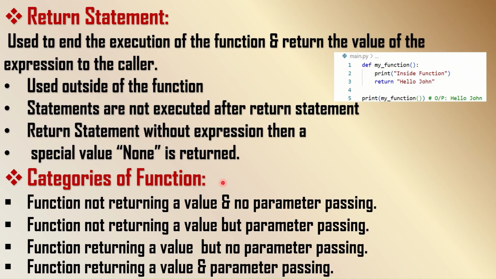Now let's see the categories or the types that we have for a function. We have mainly 4 types of categories when it comes to functions. The first category is a function not returning a value along with no parameter passing. The second one is a function not returning a value but with parameter passing. The third one is a function returning a value but no parameter passing. And the fourth one is a function returning a value and parameter passing. Now let's see these categories in detail.